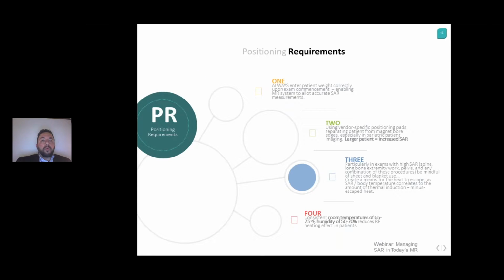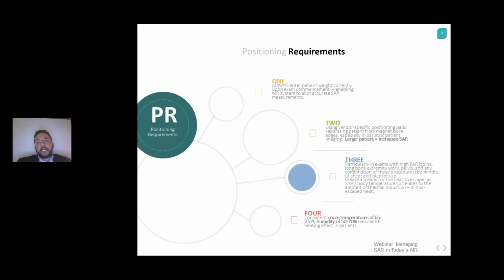Positioning, always the number one requirement towards ensuring accurate enough SAR measurements on your scanner is to enter the patient's weight correctly upon the beginning of the exam. This enables the MR system to allot accurate SAR measurements, again, for the most part, so that appropriate corrective measures can be taken when those thresholds are exceeded. I used to work at a center where they entered 90 kilos for everyone, and again, just inappropriate when it comes to inaccurate, incorrect SAR measurements on the system.